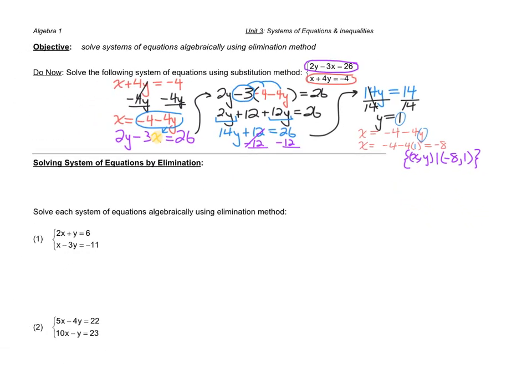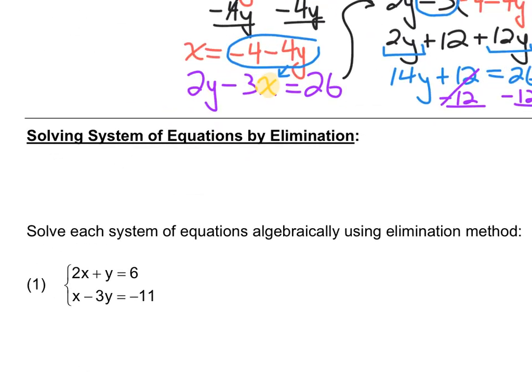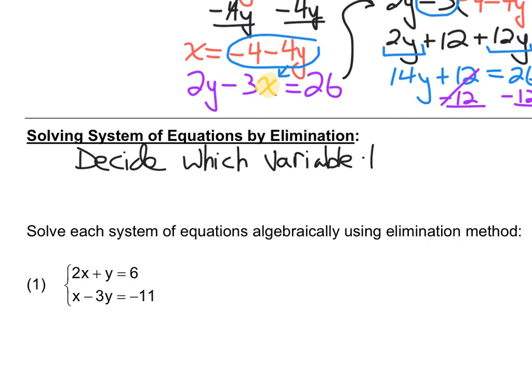All right, so now what I want to do is try to solve some systems using elimination. The elimination method allows us to get rid of one variable so that we can just focus on the other variable. All right, so one of the first challenges would be to decide which variable you're going to get rid of. All right, so let me make a note of that. Decide which variable to get rid of or eliminate.